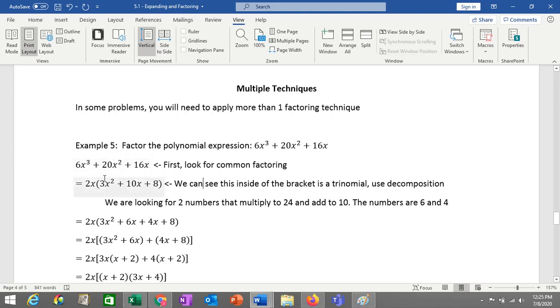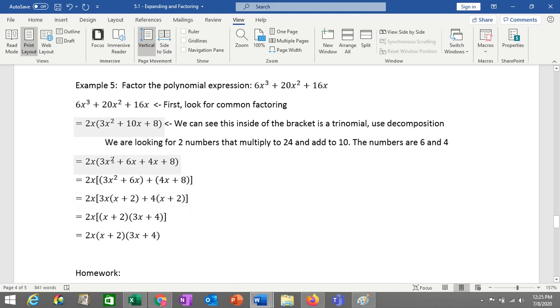Remember, we want numbers that multiply to give you 3 times 8, the leading coefficient times the constant, which is 24. And the middle term is 10, so we want those same 2 numbers to add to 10. So can you think of 2 numbers that multiply to give you 24 and add to give you 10? If you go through the factors of 24, you'll find that the numbers are 6 and 4, right? 6 times 4 is 24. 6 plus 4 is 10. So we're going to break apart the 10x into 6x plus 4x.